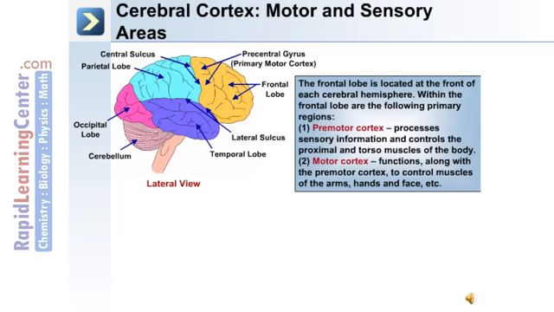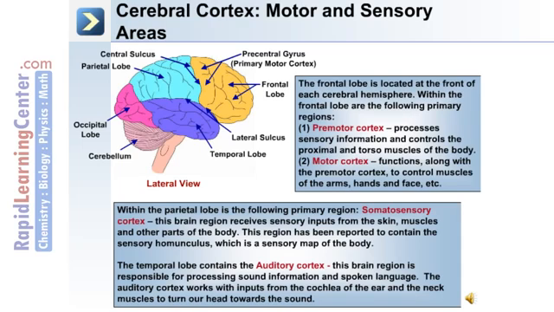The motor and sensory areas of the cerebral cortex. The frontal lobe is located at the front of each cerebral hemisphere, and within the frontal lobe are the following primary regions: the premotor cortex and the motor cortex. The premotor cortex processes sensory information and controls the proximal and dorsal muscles of the body. The motor cortex functions along with the premotor cortex to control muscles of the arms, hands, and face.